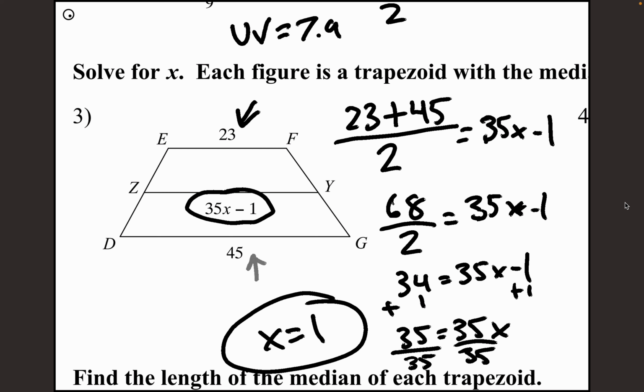And then if we go back into our original equation, we plug 1 in for x. We have 35 times 1 minus 1. So 35 times 1 is 35 minus 1. So this whole value is going to be 34. Okay, perfect. And this is what we do when we have the algebraic version.